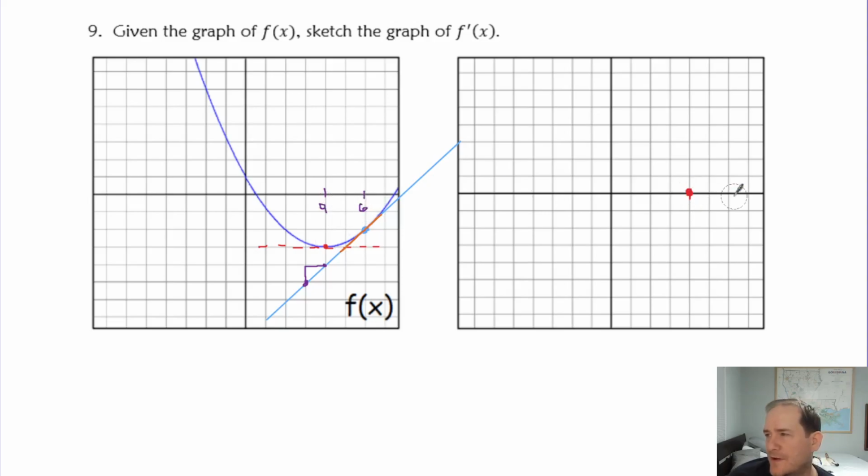So let's go over to 6, and I feel pretty confident in saying that my derivative is 1. Now, if I were to exploit symmetry here, I went 2 to the right, so now go 2 to the left.